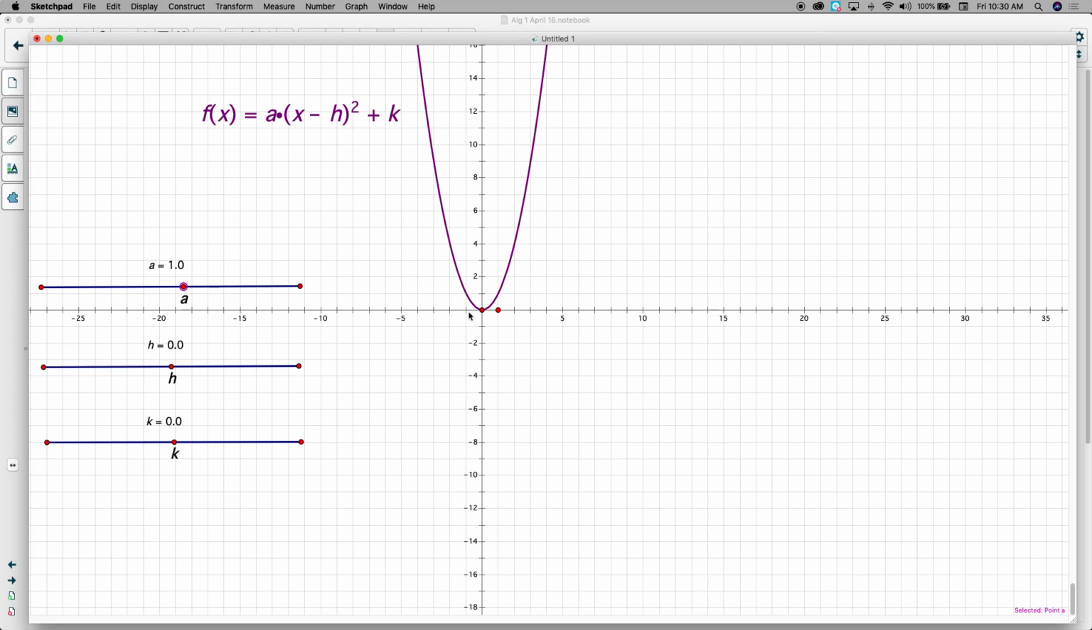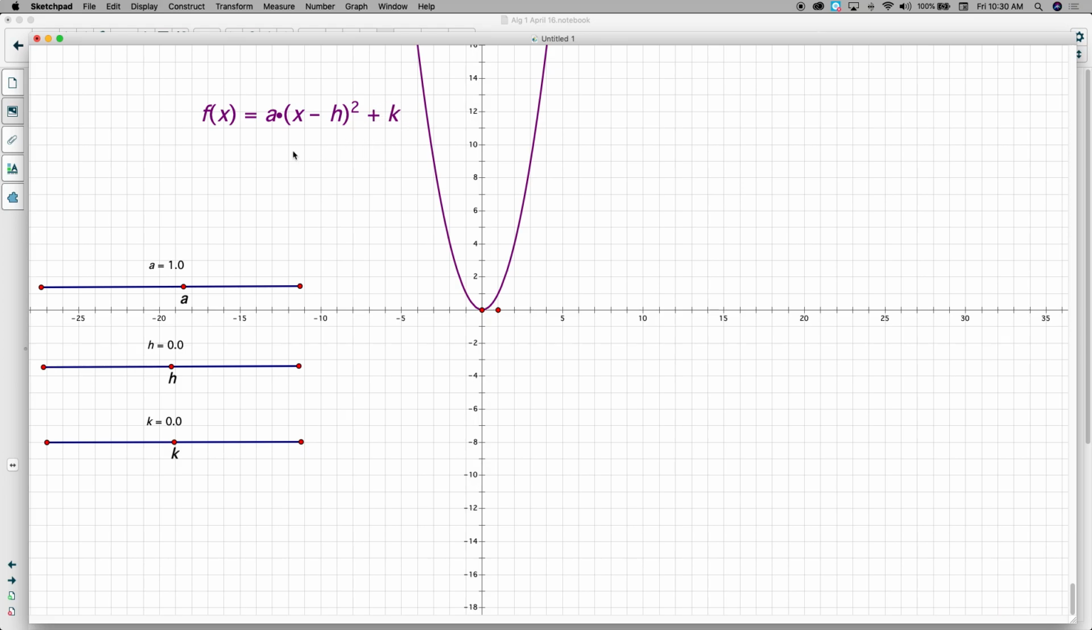And okay, now let me talk about playing around with, it doesn't really matter which one. I'm going to play around with k first. So if you would, just pretend that the h isn't there. So I have a scenario where it's a times x squared plus k. So I'm going to play around with the k.